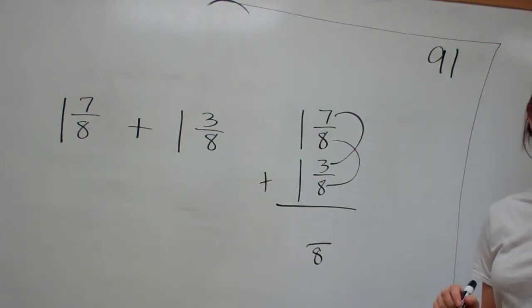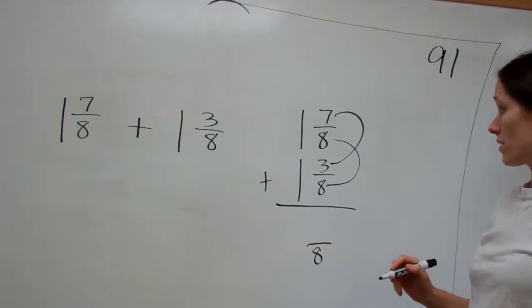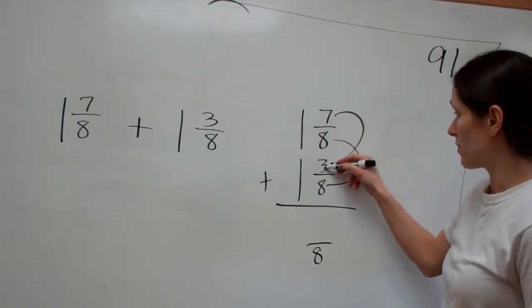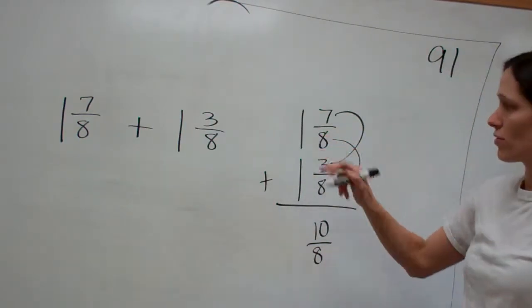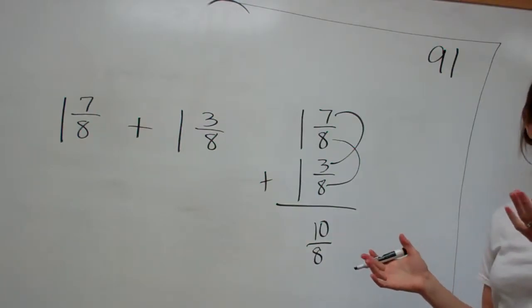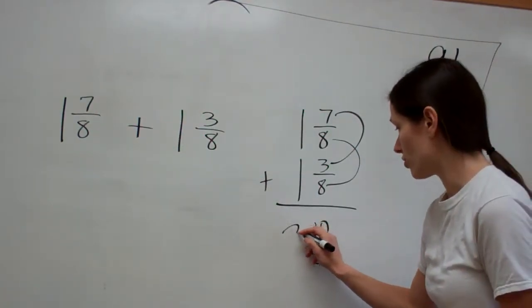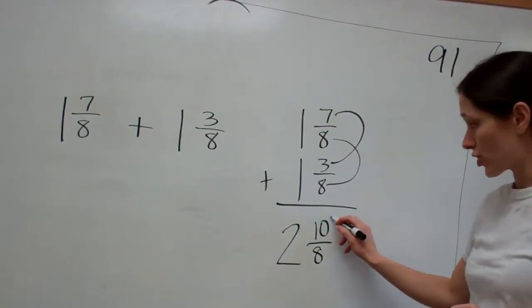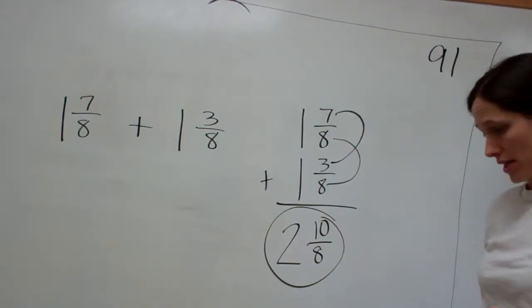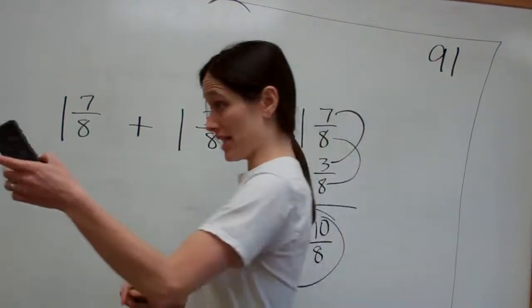Yes? The 7 and the 3 becomes one whole 10. A 10. Very good. 7 plus 3 is 10. And what do I do with my whole numbers? You add them. And bring them down. 2. Okay, so my answer is this, but what's wrong with it? Yes, it's improper. Very good.